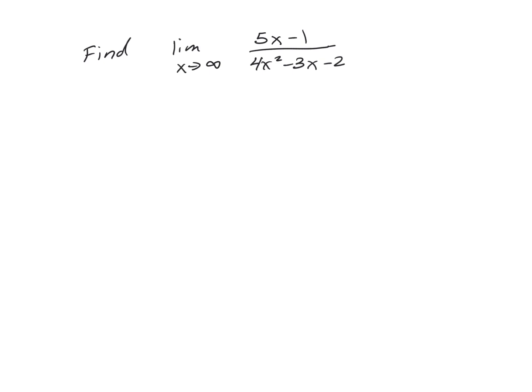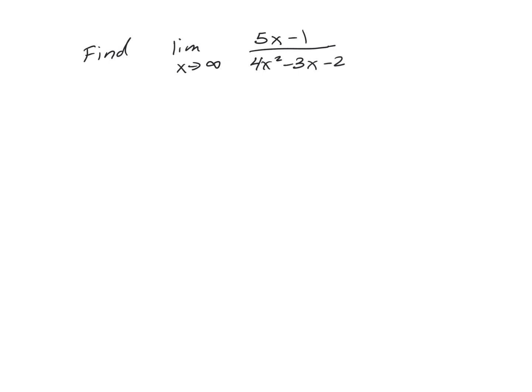Okay, so for this limit, we want to find the infinite limit, or the limit as x goes to infinity, of 5x minus 1 divided by 4x squared minus 3x minus 2. And the technique for all of these limit problems is to divide the entire numerator and denominator of all these rational functions by the highest power of x that occurs in the denominator. So in that case, we're going to divide through by an x squared.